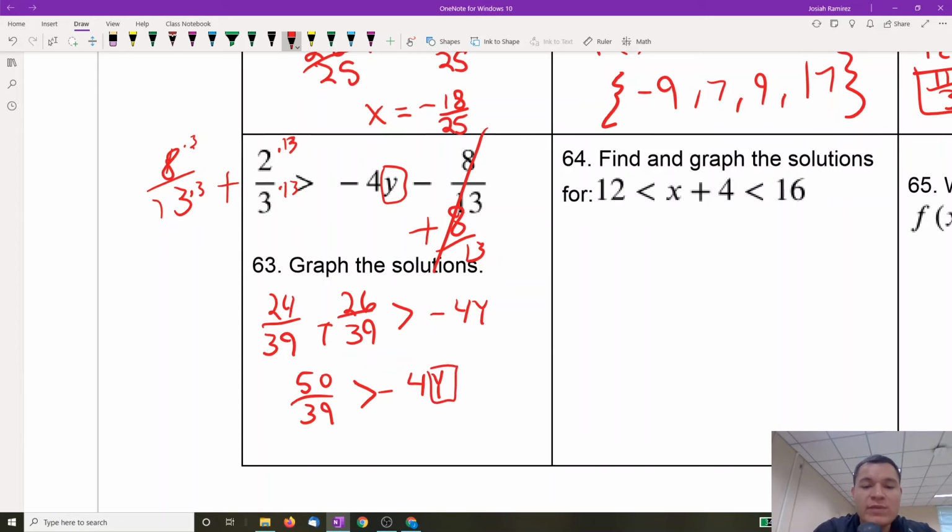We want y by itself, so we'll divide by negative 4. And when we do that, we're going to have to change the way the sign is pointing. And it doesn't really look like there's an easy way to do this, so I'm just going to write 50 over negative 156.